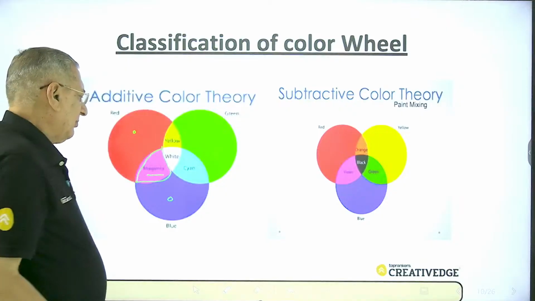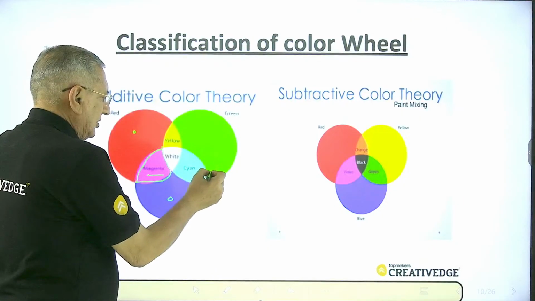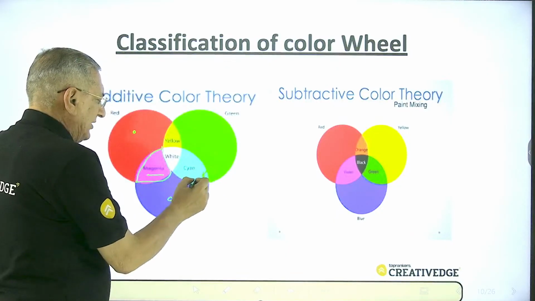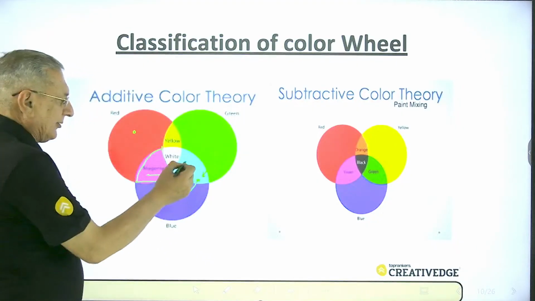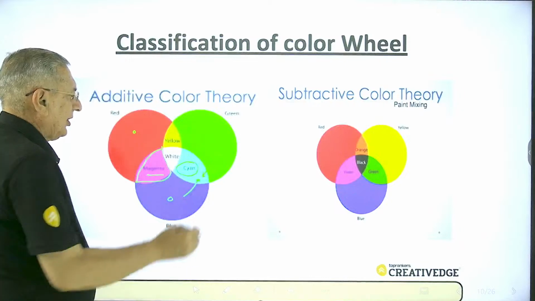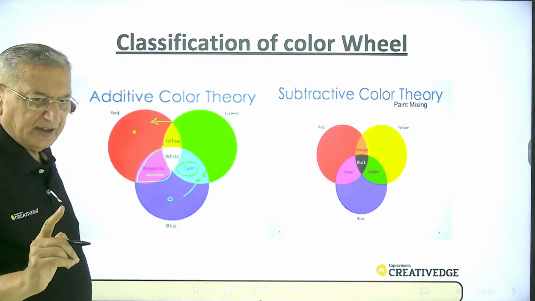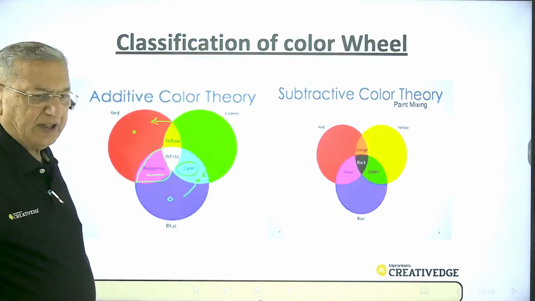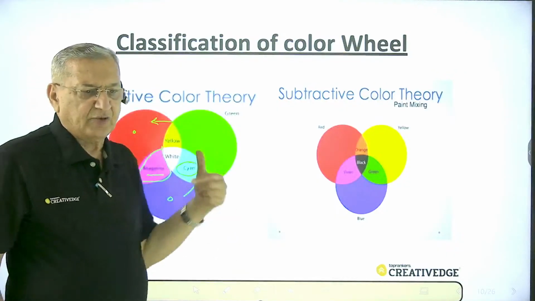You get magenta. If you have green and blue together, then it becomes cyan. And when you have red and green, very strangely, if you try it with subtractive color, you may not find yellow happening with this. But with the lights, it will happen.